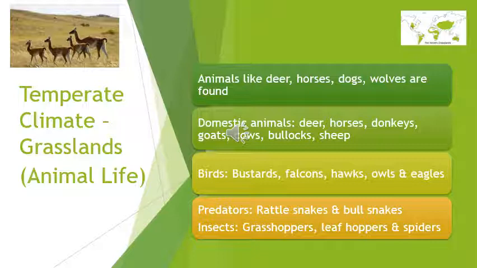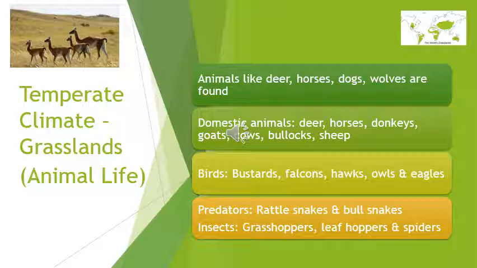Animal life. Animals like deer, horses, dogs, wolves, etc. are found here. Domestic animals such as cows, sheep, bullocks, goats, horses, donkeys are numerous because of the green pastures, as grasses and other low plants are suitable for grazing animals, especially cattle.